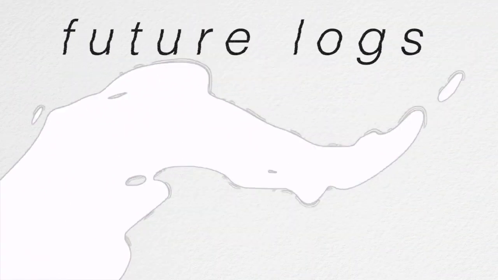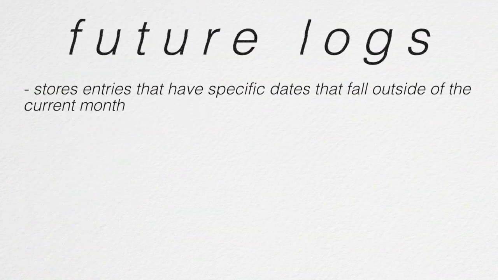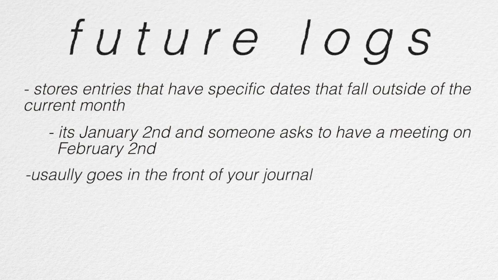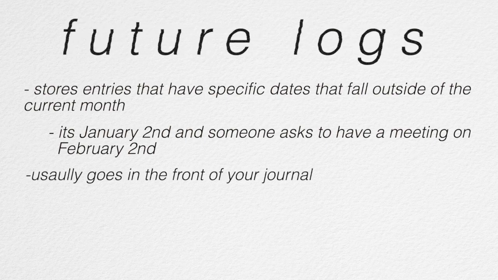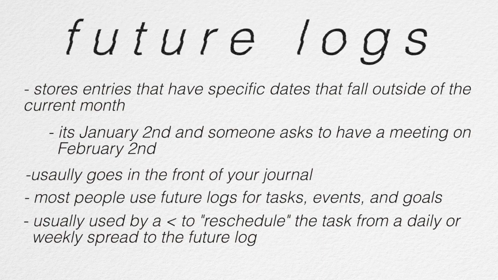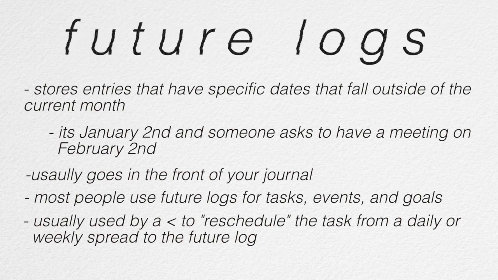Future logs store entries that have specific dates that fall outside of the current month. An example is it's January 2nd and someone asks to have a meeting on February 2nd. This will go in your future log. It usually goes in front of your journal with your collections. Most people use their future logs for tasks, events, and goals. Future logs are usually represented by a backwards facing arrow to reschedule the tasks from your daily or weekly spread to the future log.